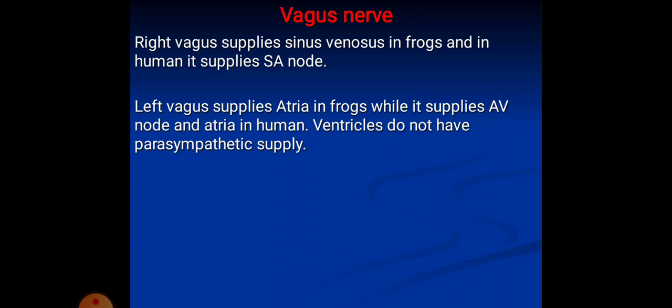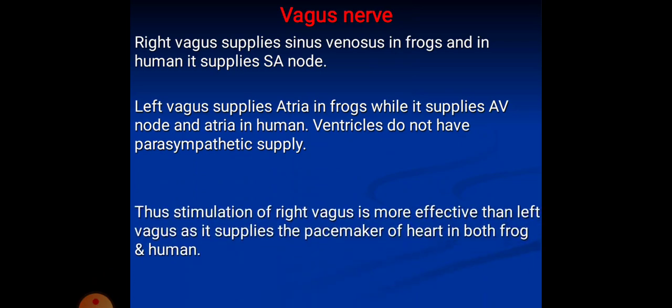That is the reason why, when the heart stops for some time, the ventricle is able to generate its own rhythm after some time, because it lacks parasympathetic supply. This is one of the reasons of vagal escape. The stimulation of right vagus is more effective than left vagus as it supplies the pacemaker of the heart in both frog and human. So if I stimulate right vagus, it is more effective in stopping the heart rather than left vagus, because it is supplying the pacemaker of the heart.